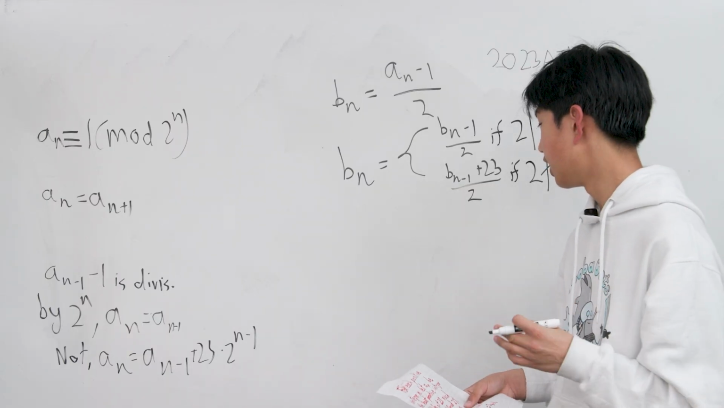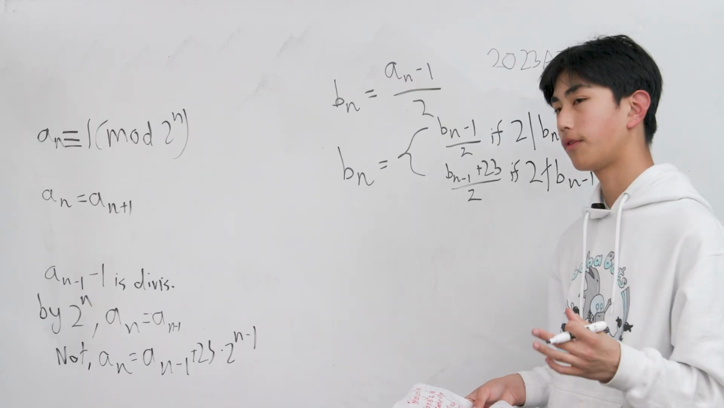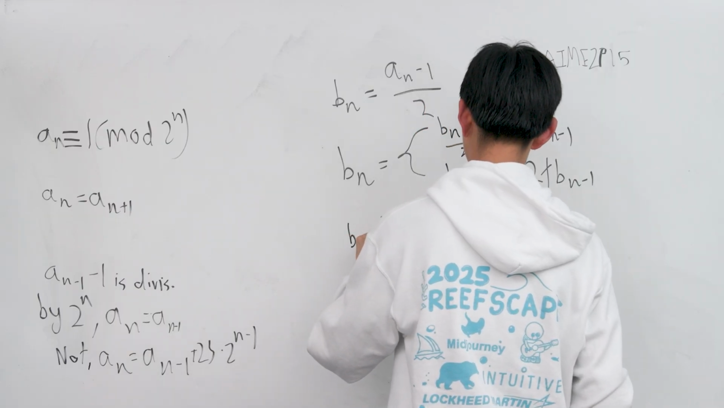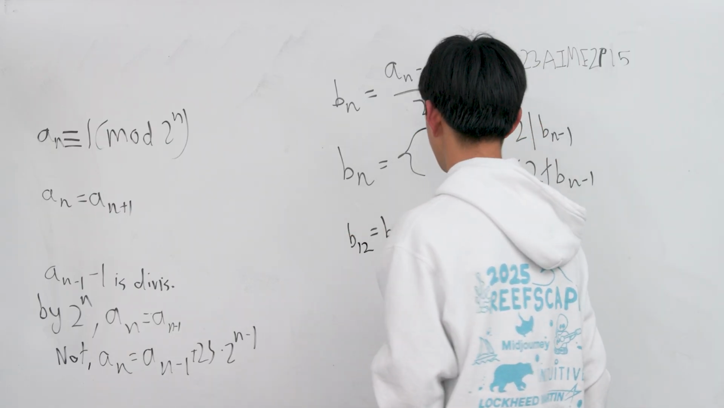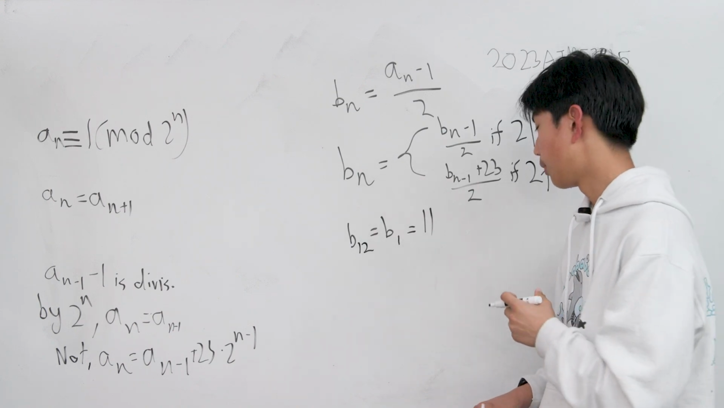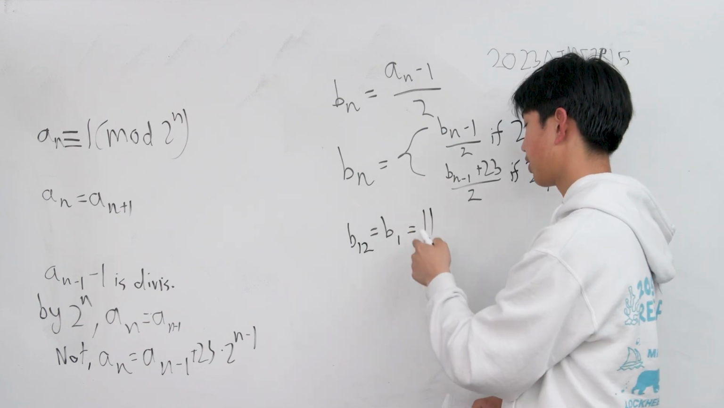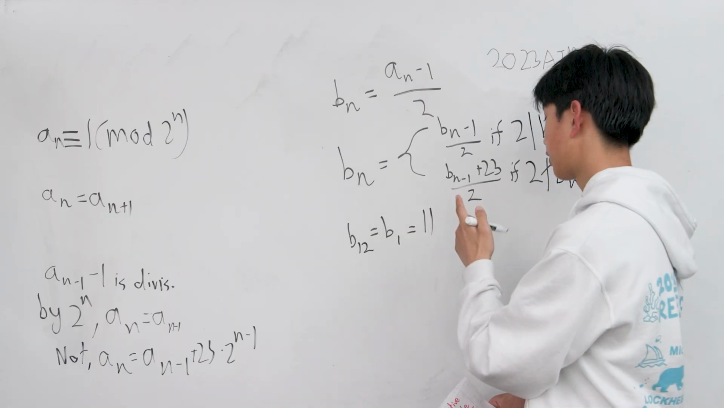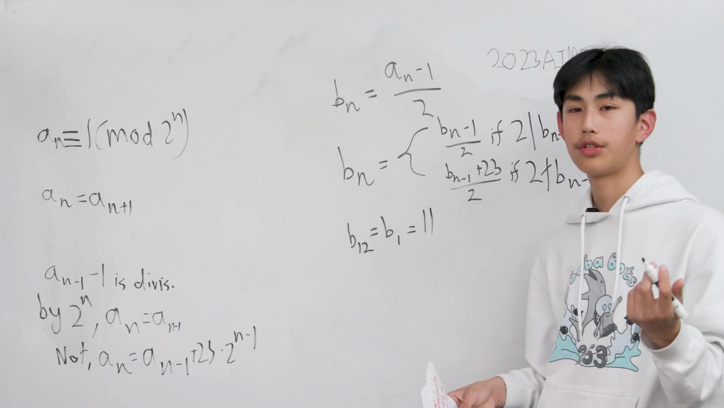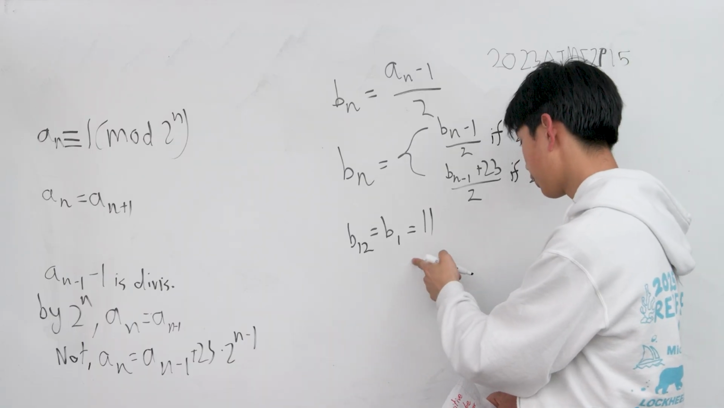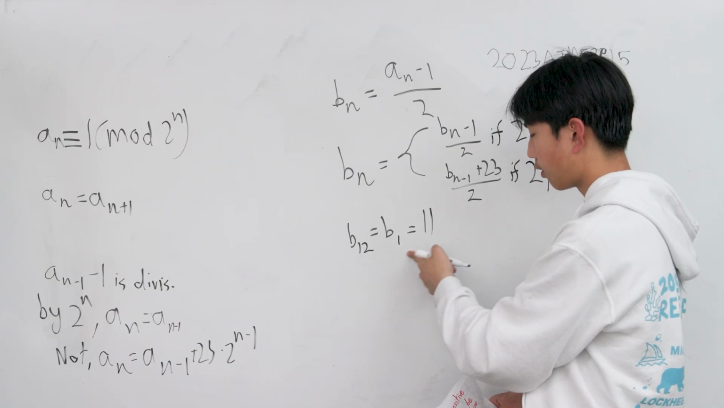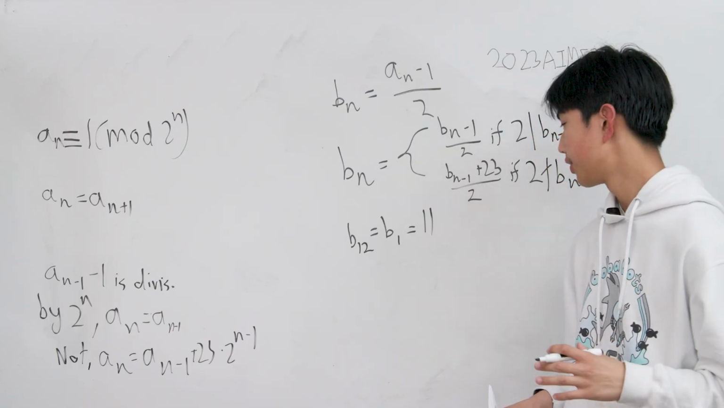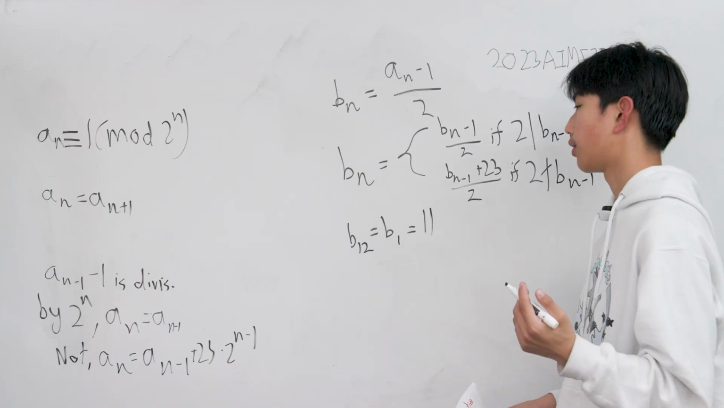This might take a long time, but if you are resilient, you will find that b sub 12 is equal to b sub 1, which is equal to 11. What this means is that upon listing out values from n equals 1 to 12, you get a bunch of different numbers, but in the end, after 11 periods, the first value and the 12th value are the same. Therefore, this is an 11-period cycle. So the values for b cycle.